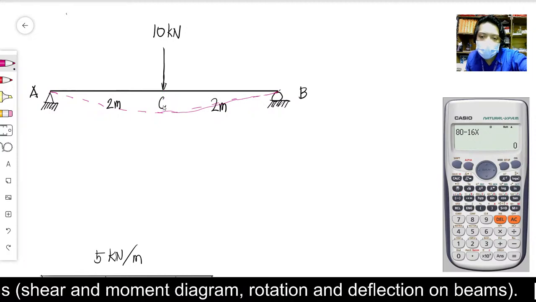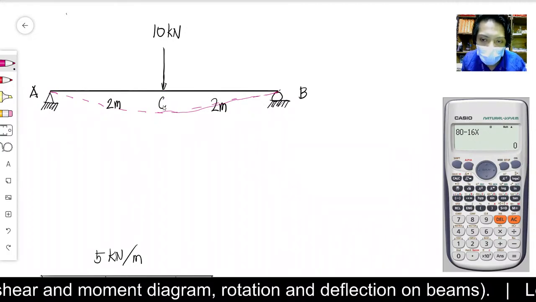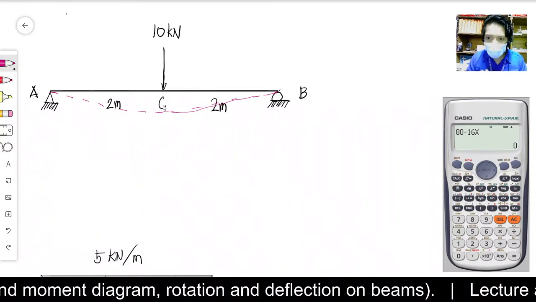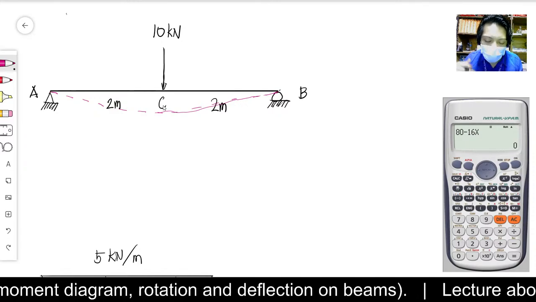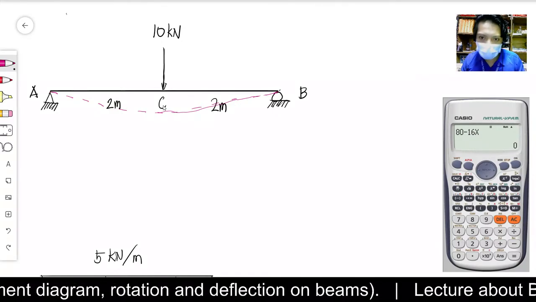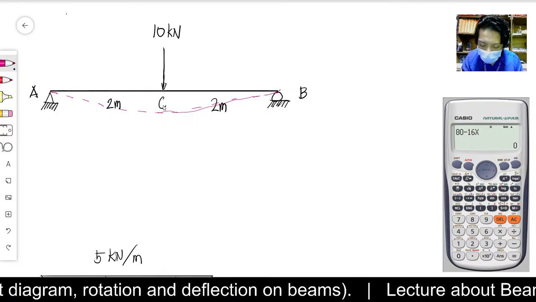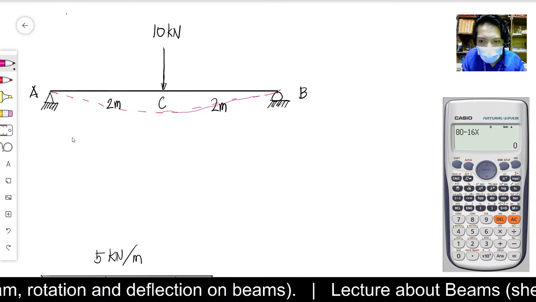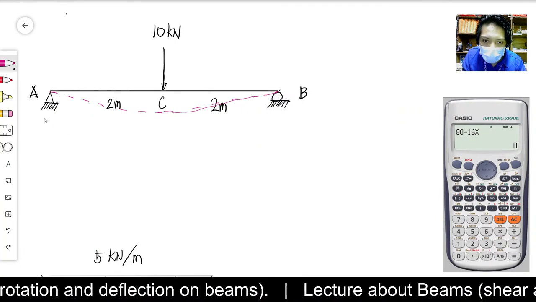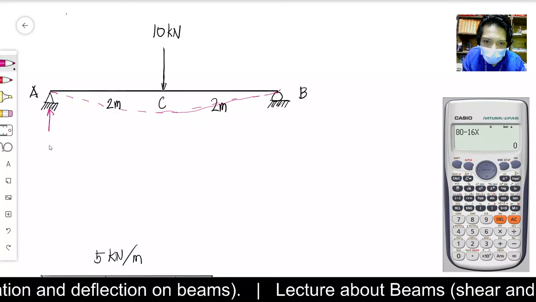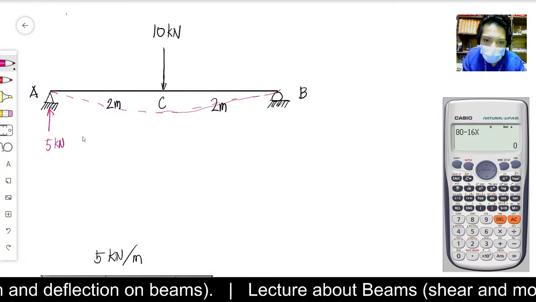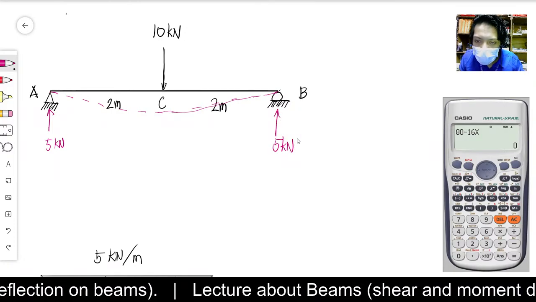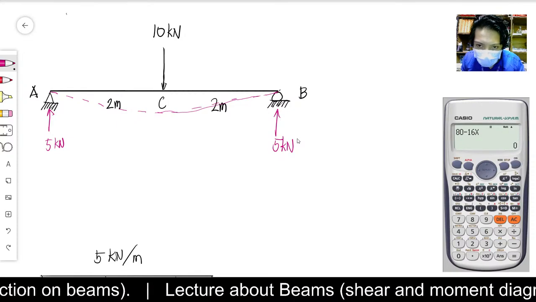So we find the deflection using the double integration method. First step is, of course, to find the reactions at the supports. This is a simply supported beam, and the concentrated load is acting at the midspan of the beam. So we can immediately find the reaction at point A, that is 5 kilonewton, and at point B is 5 kilonewton.